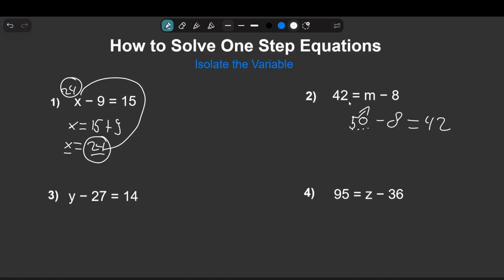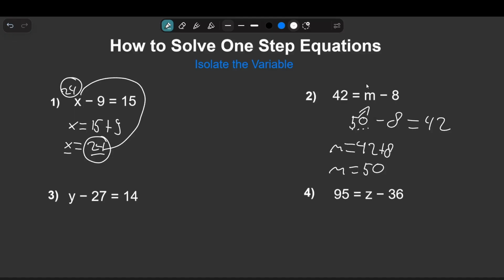So again, we're going to isolate the variable. So we're going to do it like this. M equals 42 plus 8. So 42 plus 8 equals 50. So again, you can see we landed on 50.